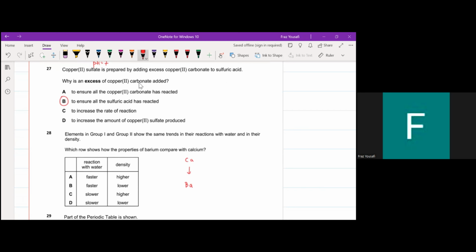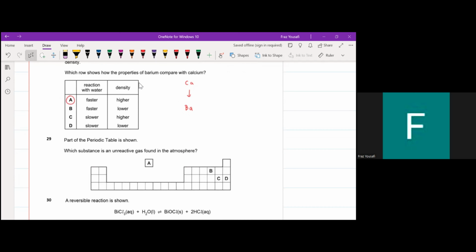Because they know that most students know the trend for group 1. So they want you to apply the same trends that you apply for group 1 here by telling you that they follow the same trends. So if we go down the group, reactivity increases. So the reaction with water goes up. If we go down the group, the atomic mass increases, so density goes up. So you would see A as your answer as you go down group 2 as well as down group 1.